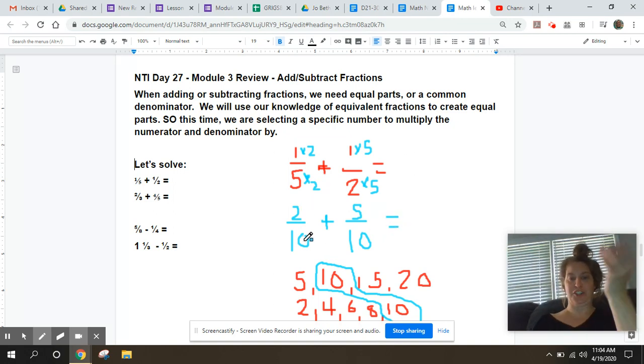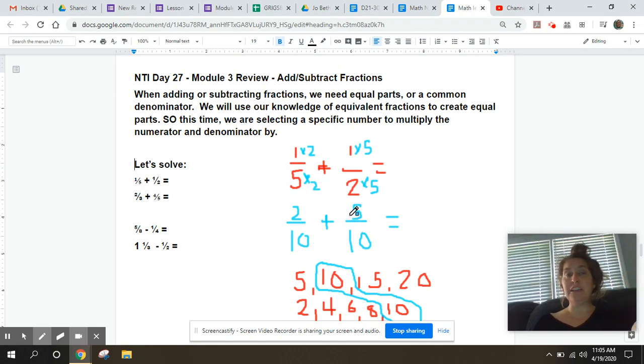So Maddie brought 2/10 pizza. Lila brought 5/10 pizza to our class. How much pizza is there altogether? So out of 10 pieces, how many? Yes, 7. Each person's pizza was cut into tenths, so 7/10.